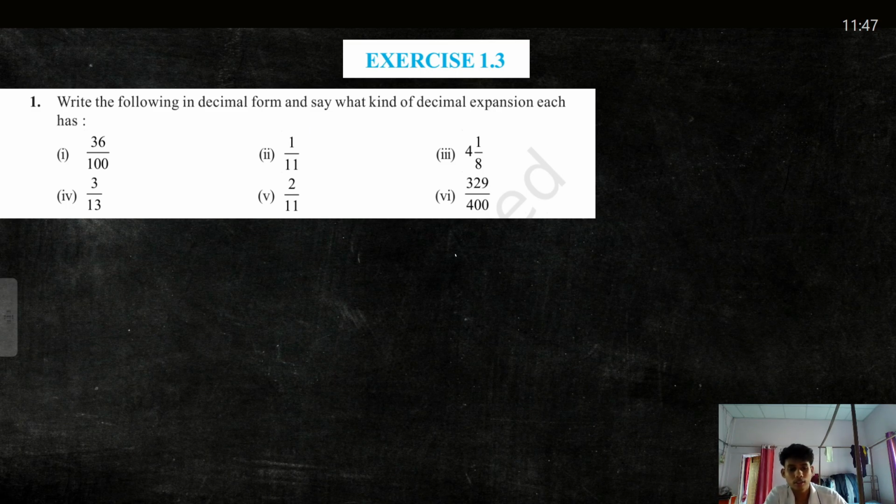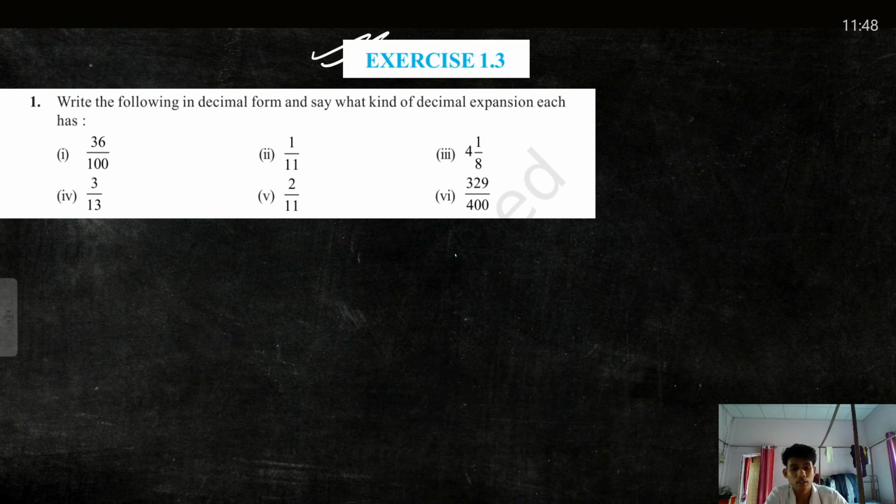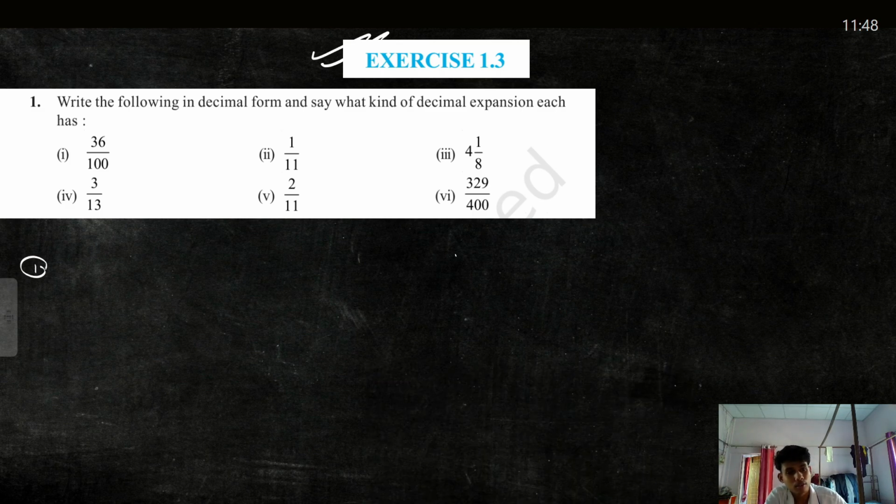Okay, now let us come to exercise 1.3. The question asks: write the following in decimal form and say what kind of decimal expansion each one has. Number 1, 36 by 100.